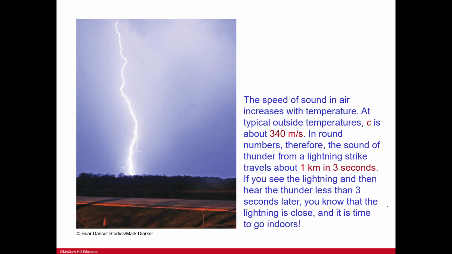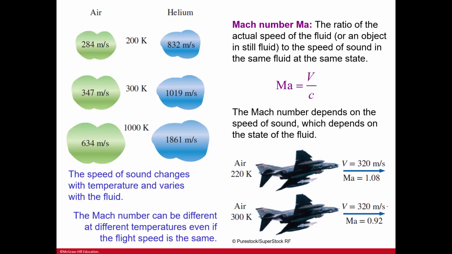Okay, the speed of sound in air increases with temperature. At a typical outside temperature, C is about 340 meters per second. In round numbers, therefore, the sound of thunder from a lightning strike travels about 1 kilometer in 3 seconds. If you see the lightning and you hear the thunder less than 3 seconds later, you know that the lightning is close to you and it's time to go indoors. So I think we all did this when we were a kid, right? We would count to see how far away it actually was.